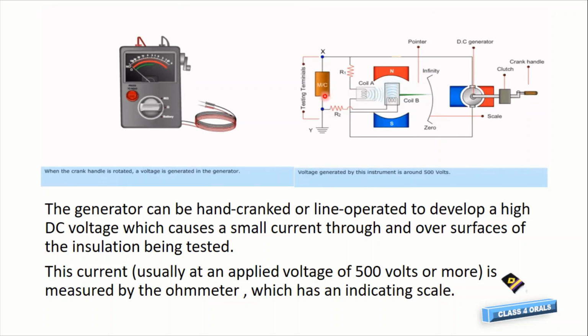Whatever machinery or insulation we are going to test, the result will be shown across this meter. The DC generator can be hand cranked or line operated to develop a high DC voltage, which causes a small current through and over the surfaces of the insulation being tested. This current is usually at an applied voltage of 400 volts or more and is measured by an ohmmeter, which has an indicating scale.